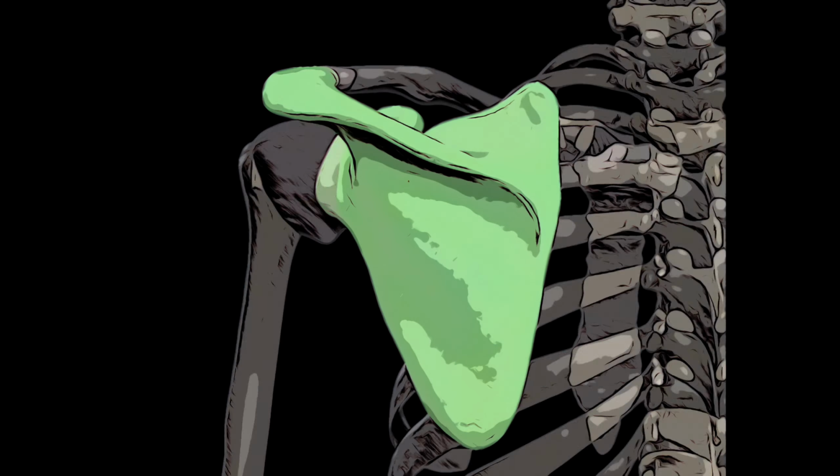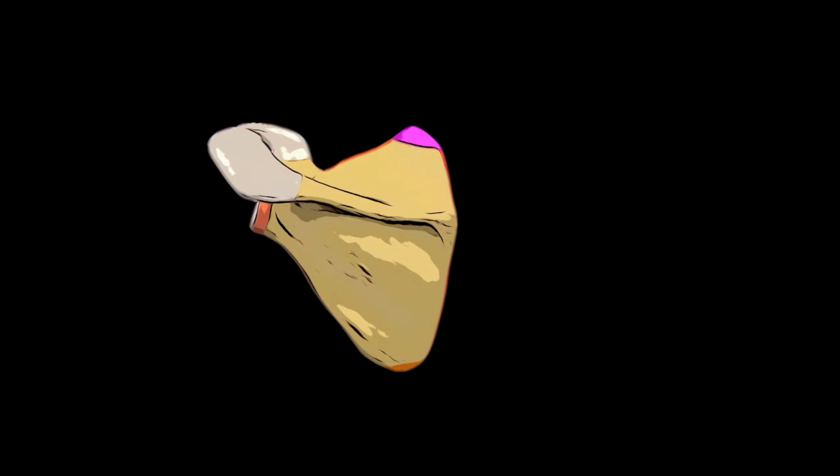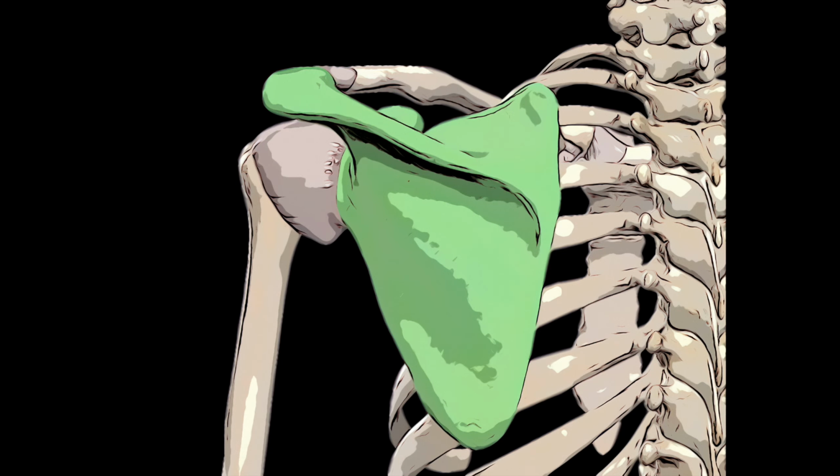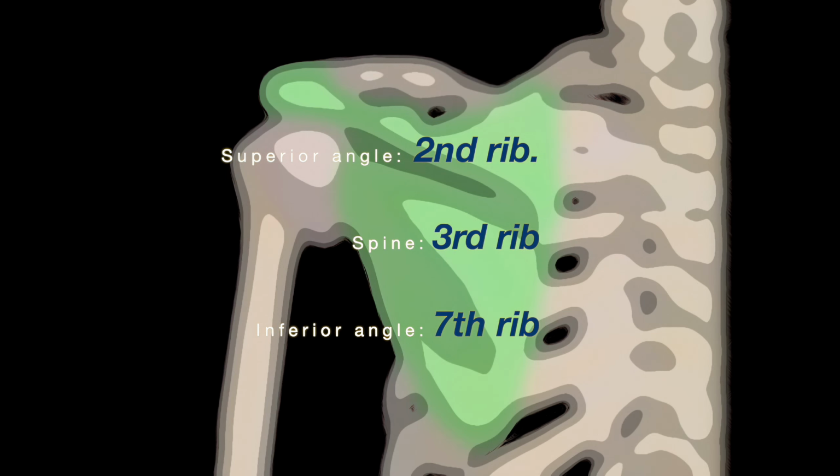When the arm is in the anatomical position, the superior angle, the medial end of the spine, and the inferior angle of the scapula can each be palpated at the levels of the second, third, and seventh ribs, respectively.